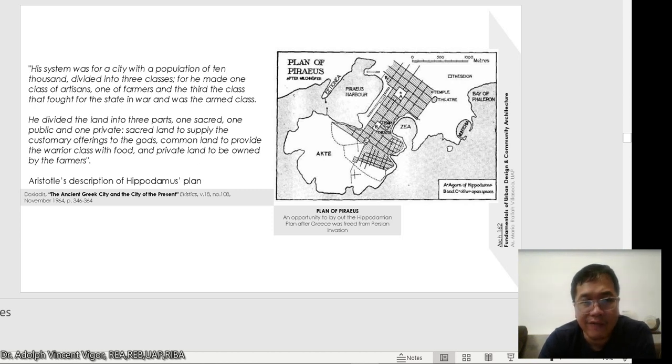So he divided the land into three parts: one sacred, one public, and one private. Sacred land supplied the customary offerings to the gods, common land to provide the warrior class with food, and private land to be owned by the farmers.